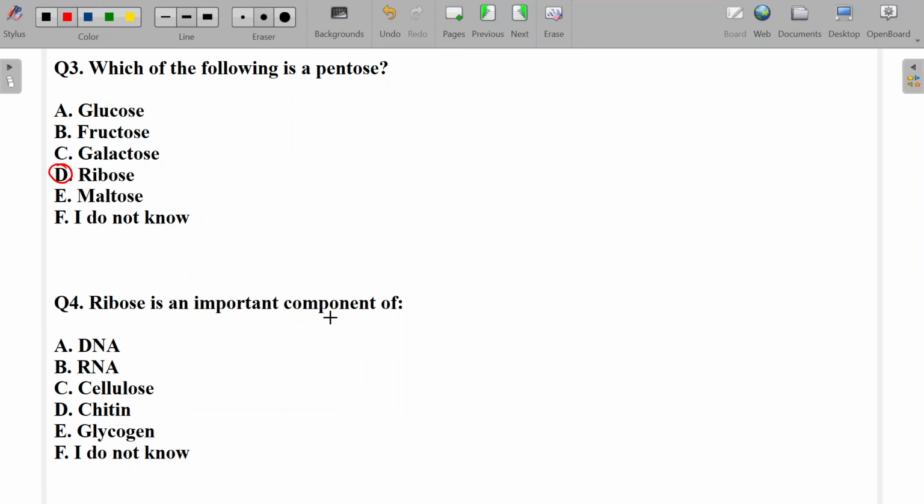Question 4. Ribose is an important component of A. DNA, B. RNA, C. Cellulose, D. Chitin, E. Glycogen, F. I do not know. RNA. Yes, RNA. Correct.